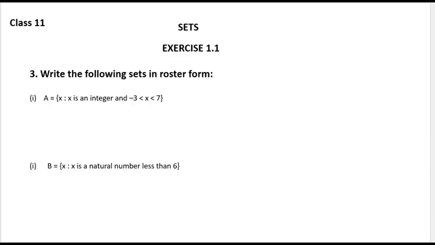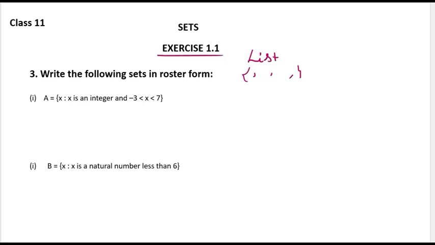In this video, we are going to learn more about roster form and set builder form. So coming to exercise 1.1, write the following sets in roster form. Roster form means first you have to list all the elements. After listing, you have to separate them by commas and enclose them within the flower bracket. These three steps you should follow to write sets in roster form.